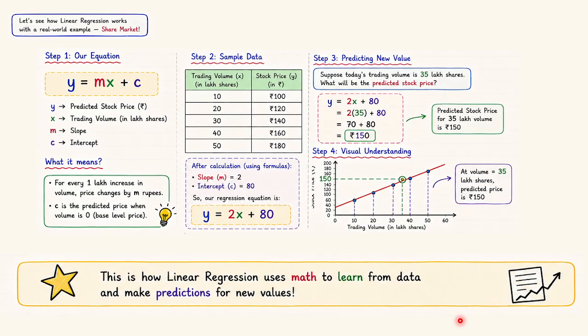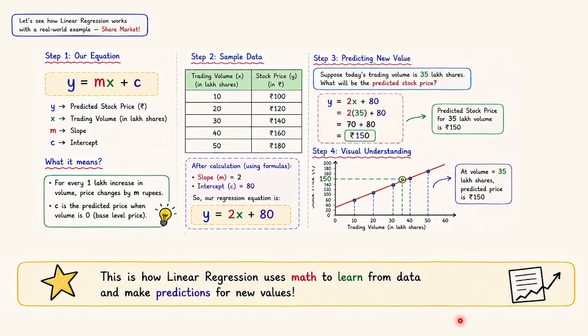So, what did we learn from this complete example? We started with some data, then we found the relationship between the input and output. We calculated the slope m and intercept c. Then, using these values, we created our linear regression equation and we got y is equal to 2x plus 80. After that, we gave a new input, 35 lakh shares of trading volume, and using the equation we calculated the predicted value, that is 150 rupees. So this is how linear regression uses mathematics to learn from data and make predictions for new values.